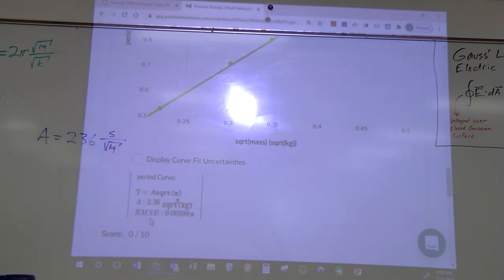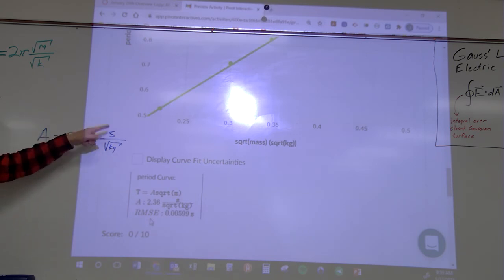If you work out the spring constant, k, it's kilograms times meters per second squared. If you take the square root of that, it's in the denominator, so it gets flipped. These are the units that you end up with: seconds over the square root of kilograms.